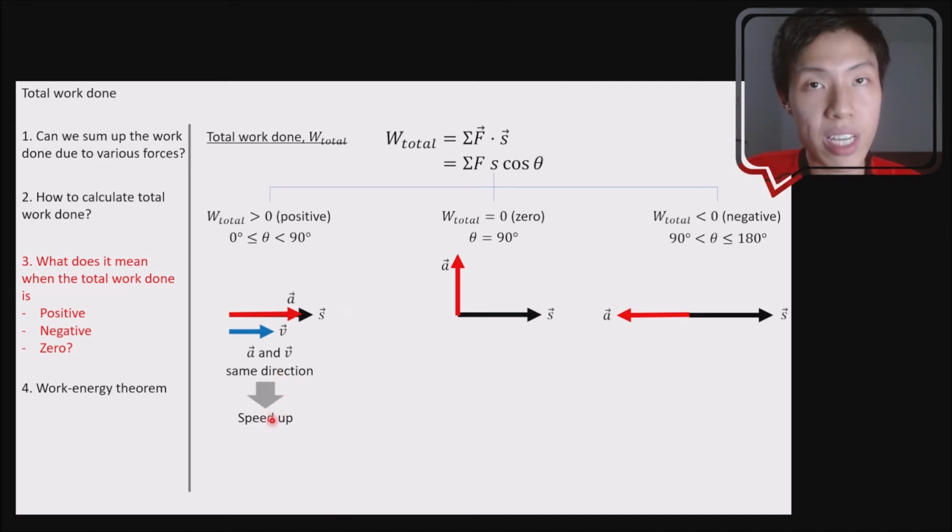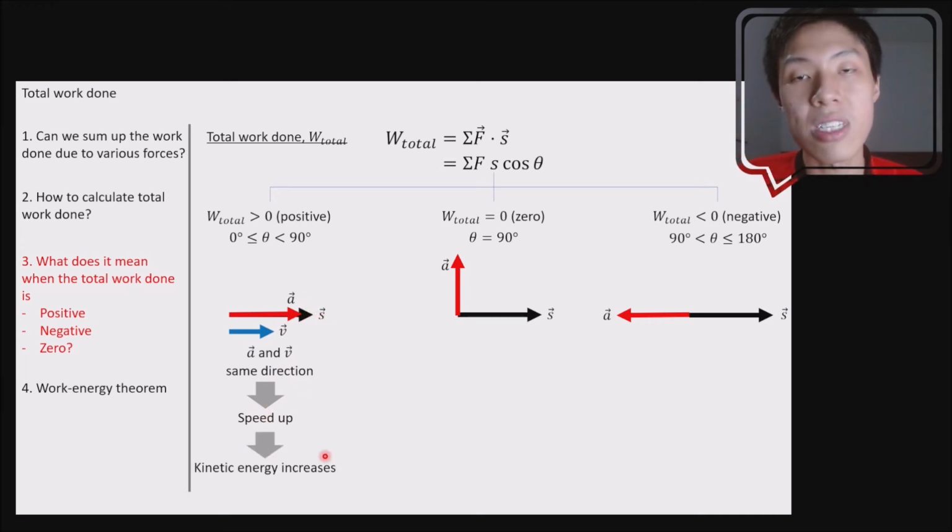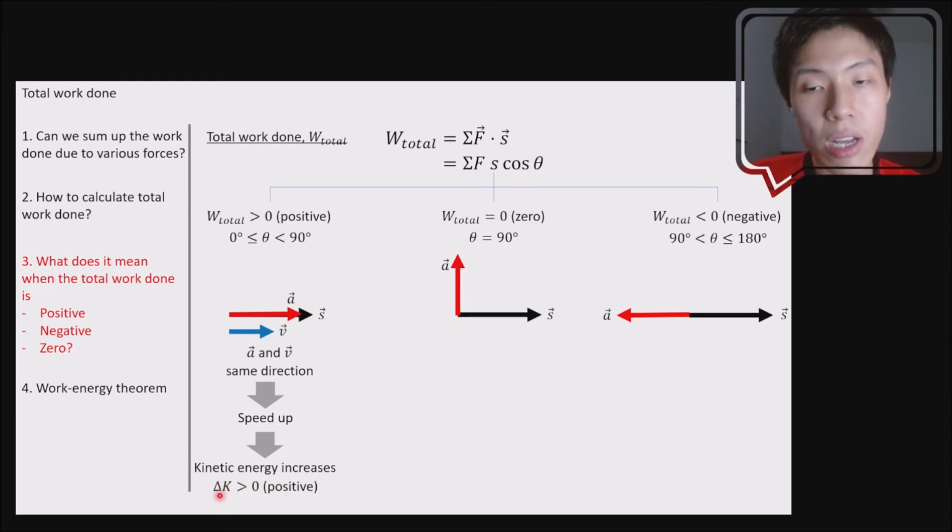If the object is speeding up, if you want to talk about it in terms of kinetic energy, that means the kinetic energy increases. So if you have a positive total work done, then your object will speed up. And if your object speeds up, that means your kinetic energy increases. In mathematical form, it means that your delta K is greater than 0. Delta here means change. K means kinetic energy. So change in kinetic energy is greater than 0.